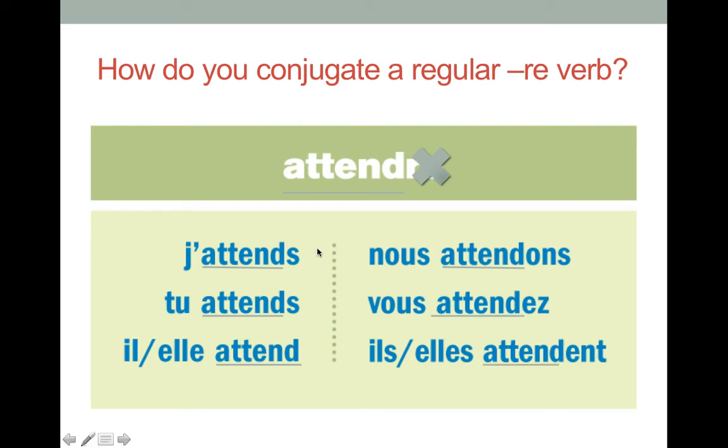From that stem, we have to add the endings that we talked about in the last slide. So like we said, for je, you add an S at the end, so it becomes j'attends. For tu, you also add an S at the end, tu attends. For il and elle, you don't add anything at the end, so we're just left with whatever's here after we get rid of RE, and this is also pronounced attend. For nous, we add ONS, so it becomes nous attendons. For vous, we add EZ, so it becomes vous attendez. And for ils, elles in the plural, we add ENT, so it becomes ils attendent. So this is an example of how the conjugation works that we talked about on the last slide.